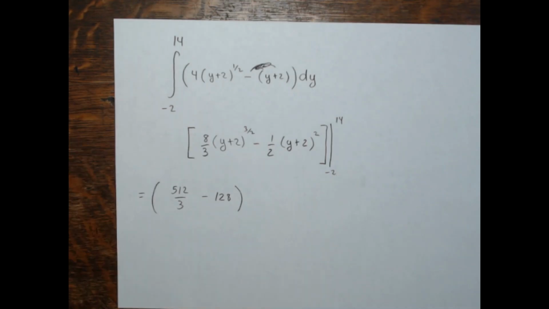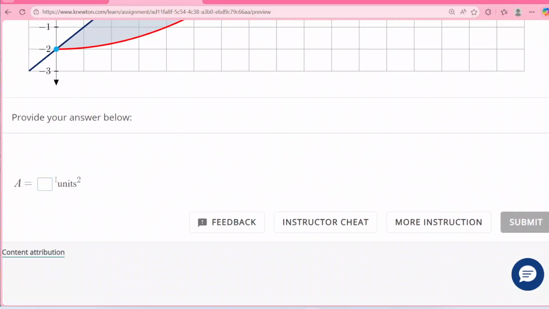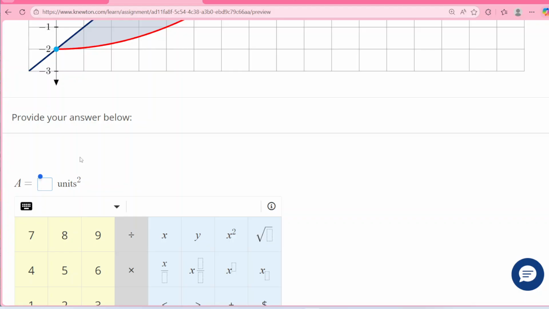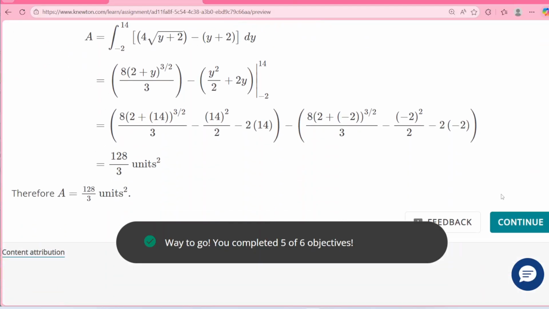So I'm just going to type this in. All right, 256, cut in half, 128. And just one more check real quick. Yeah, that's 4 cubed, 64 times 8, 512. So that's going to be the correct area. Again, without putting them together, I don't really feel like it. 512 over 3 minus 128. That's how many square units should be in that region. Great.